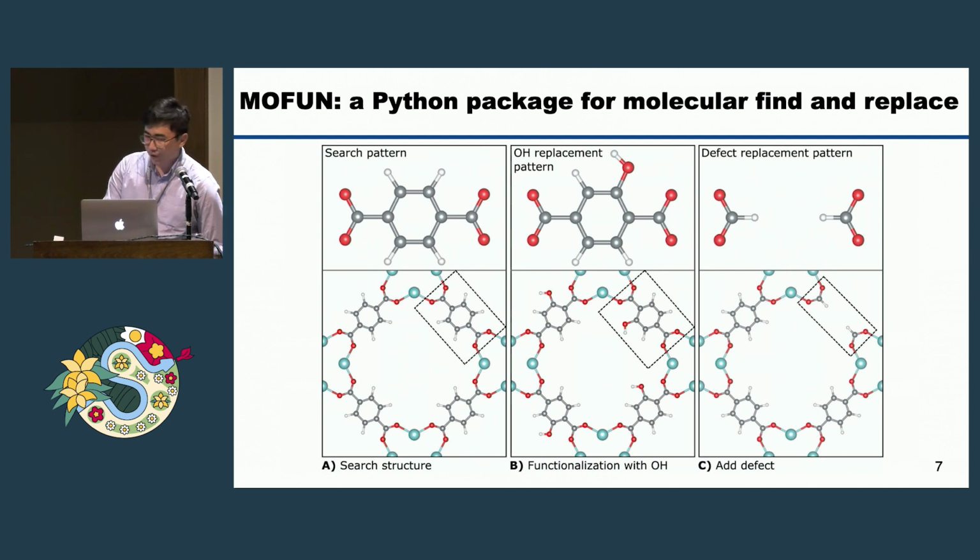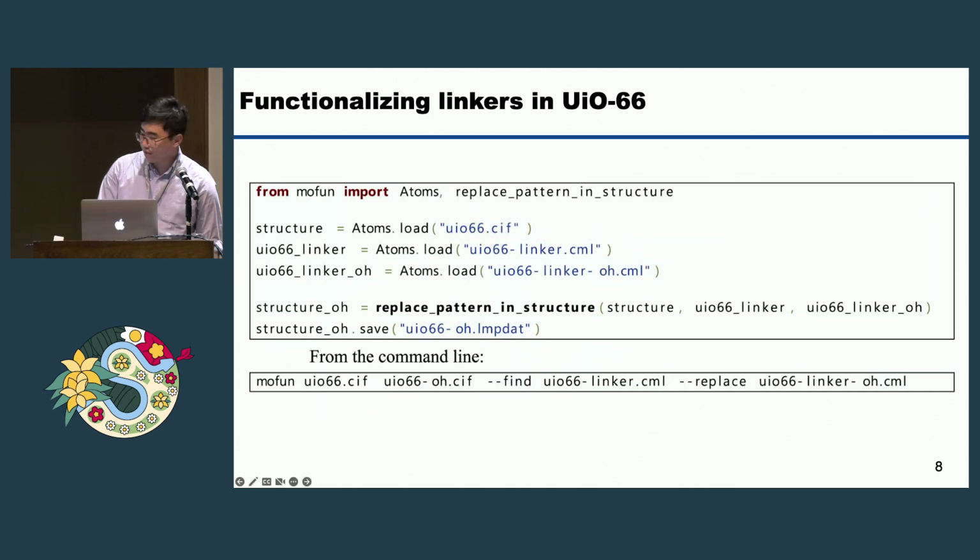Then I would like to provide a couple of examples where MOFun can be very useful. For example, this is the UiO-66 structure, and this is the search pattern, which is just the benzene dicarboxylate linker. If you'd like to replace this linker with a functionalized version, you can use MOFun, and this is how the functionalized version looks. Or the other example is if you'd like to introduce defects or just remove something from the structure, you can also use MOFun. It has a very easy Python interface. You just need to load the structure, load the search pattern and the replace pattern, and call this function.